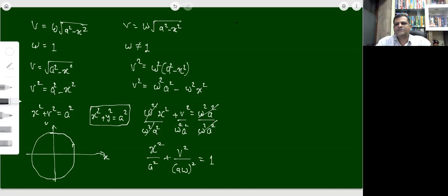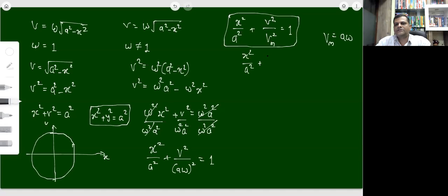We can just modify this as x square upon a square plus v square upon, जैसा कि हमको पता है in case of the SHM the maximum velocity of the particle is nothing but a omega, correct है? So if we just put this a omega as vm, that is v max, that is maximum velocity of the particle here, then we get this as vm square and that is going to be equal to 1. So this equation very much resembles the equation x square upon a square plus y square upon b square is equal to 1, which is the equation of ellipse, if you remember.